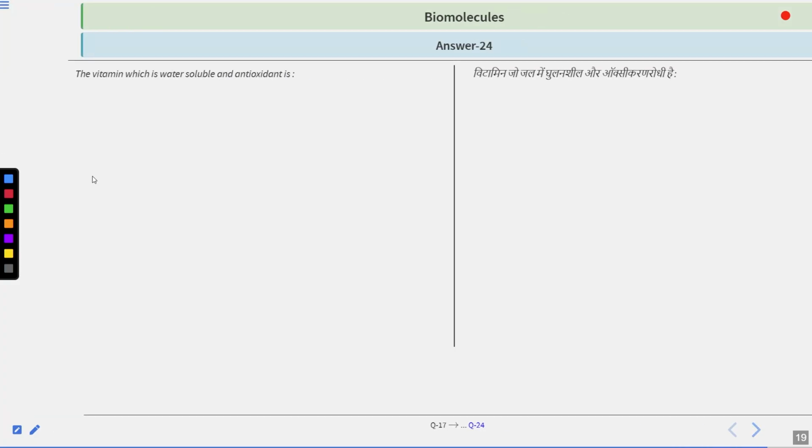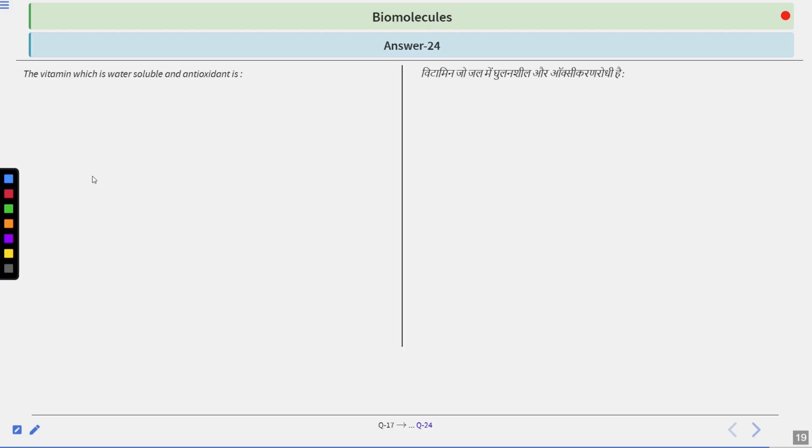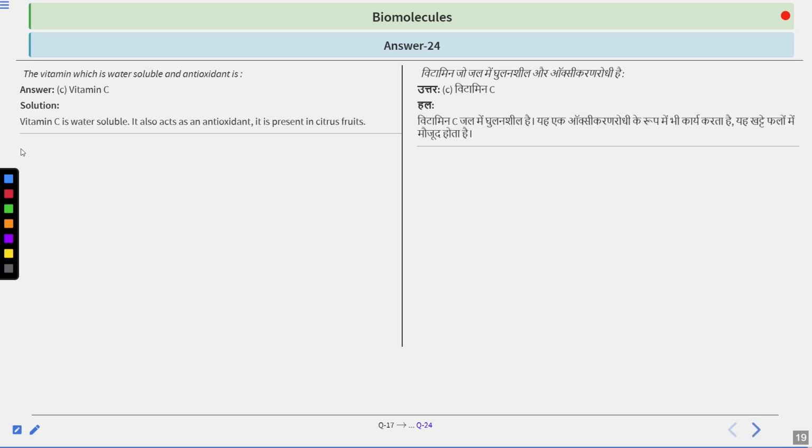Let's see. The correct answer for the given question is option C, that is vitamin C. Vitamin C is water soluble. It also acts as an antioxidant. It is present in citrus fruits. So both the property of water soluble and antioxidant exist in our vitamin C. That is why we have our correct answer as option C, that is vitamin C.